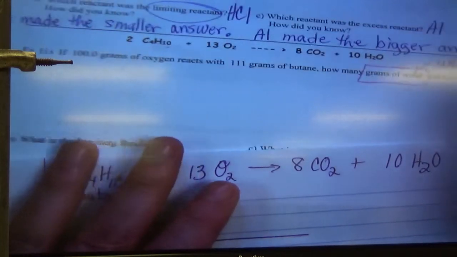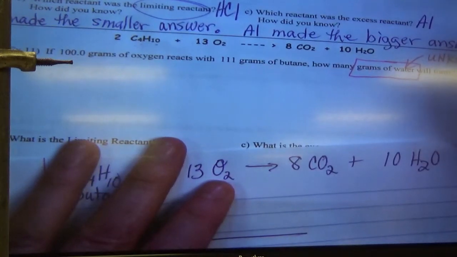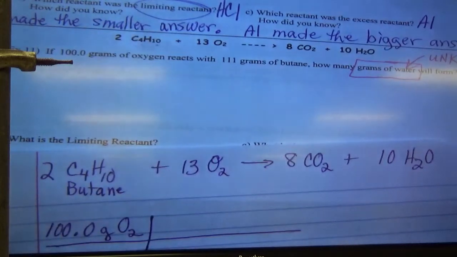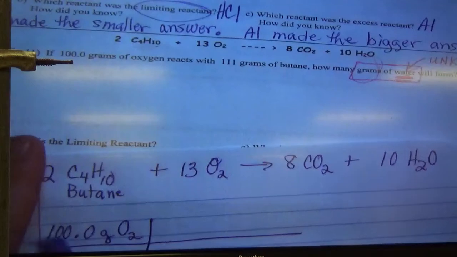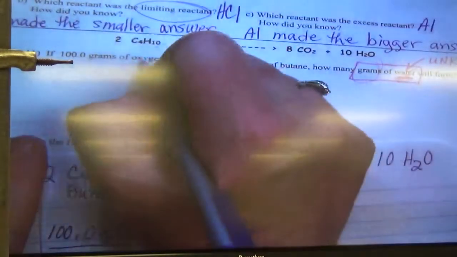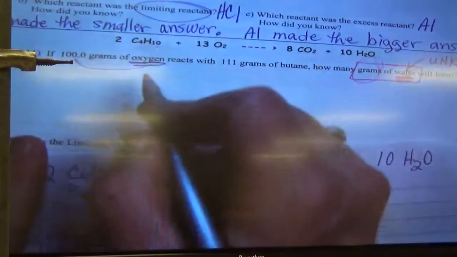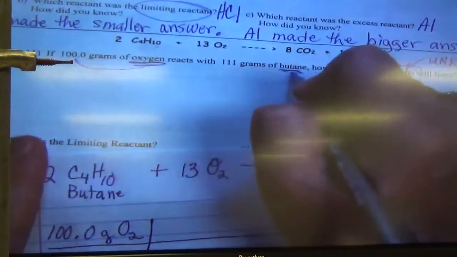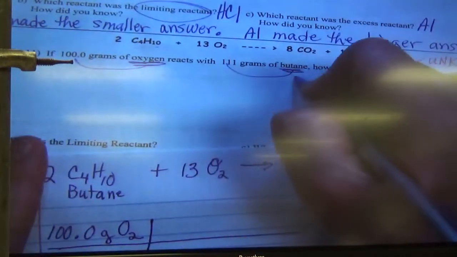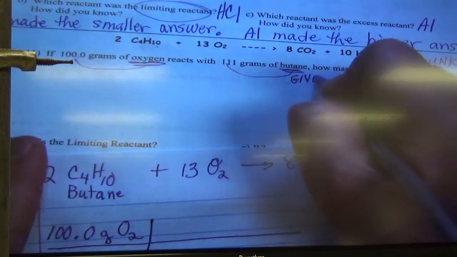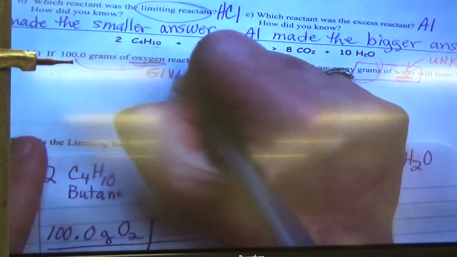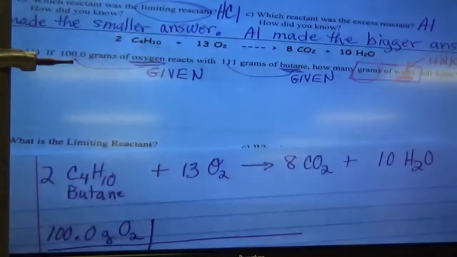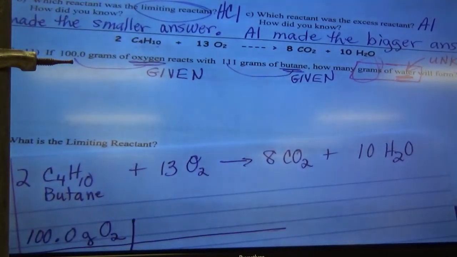You really do need to be able to identify the unknown when you're setting up your work, because that's your goal. That's what you're aiming for. Water is the unknown material. We want to know how many grams of it. Our givens will be oxygen one time, and the other given will be butane, and we'll use that with a different calculation. So we have two givens. We'll use one of them at a time, and we will compare the answers to find the true answer when we're done.